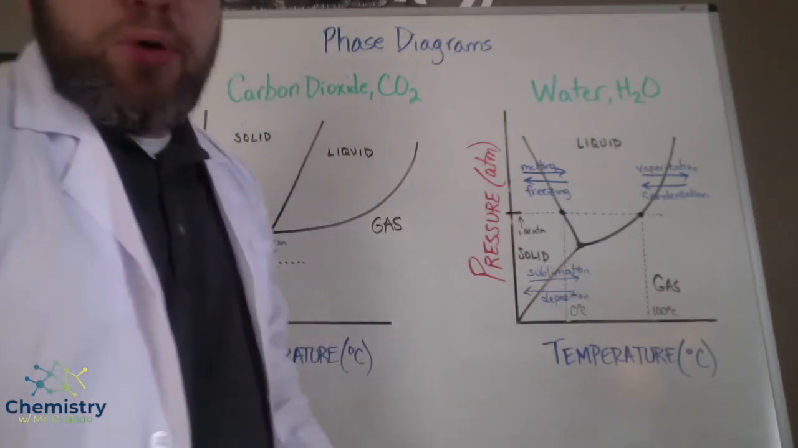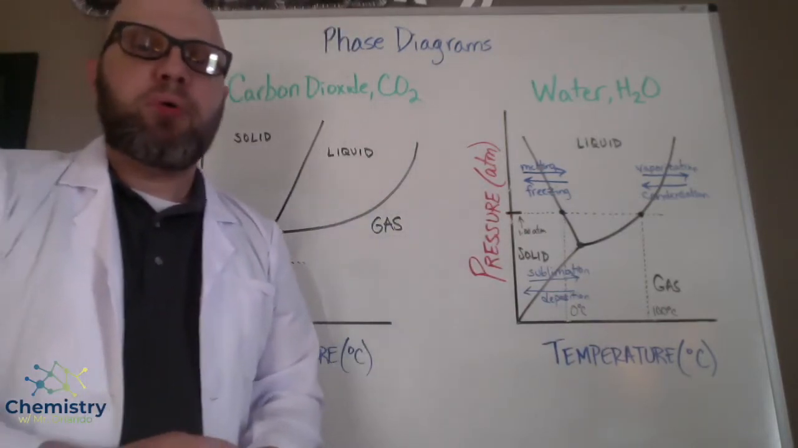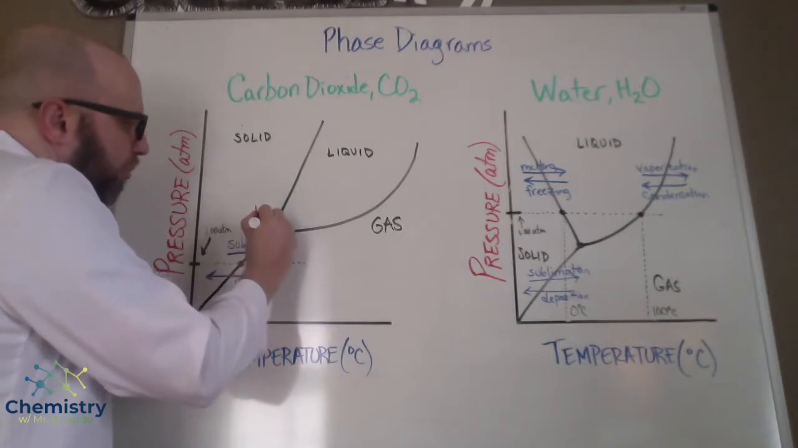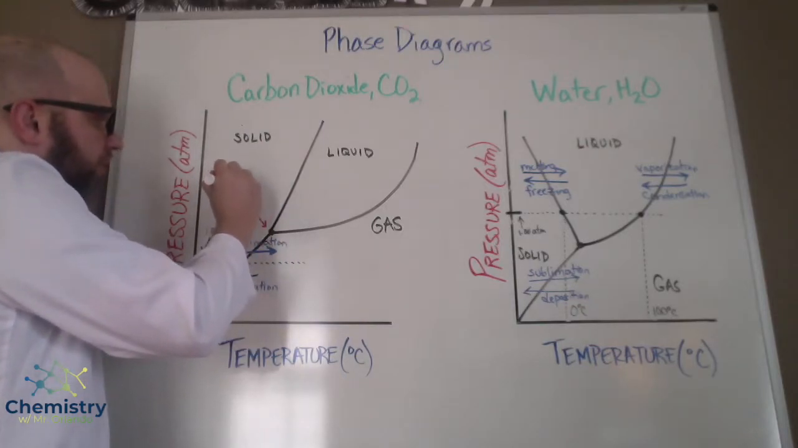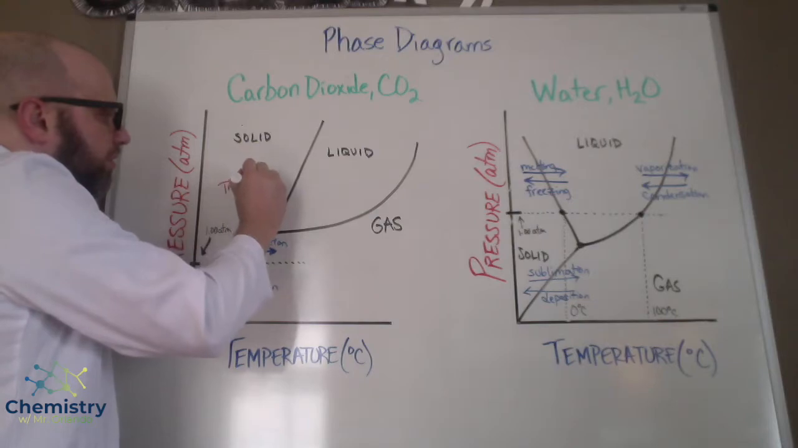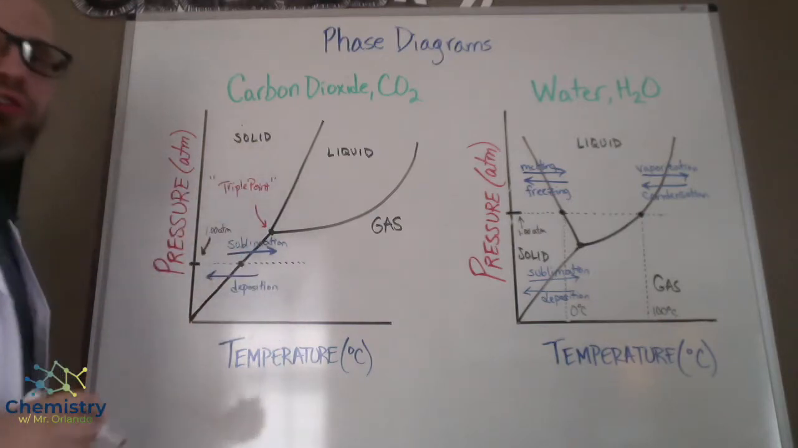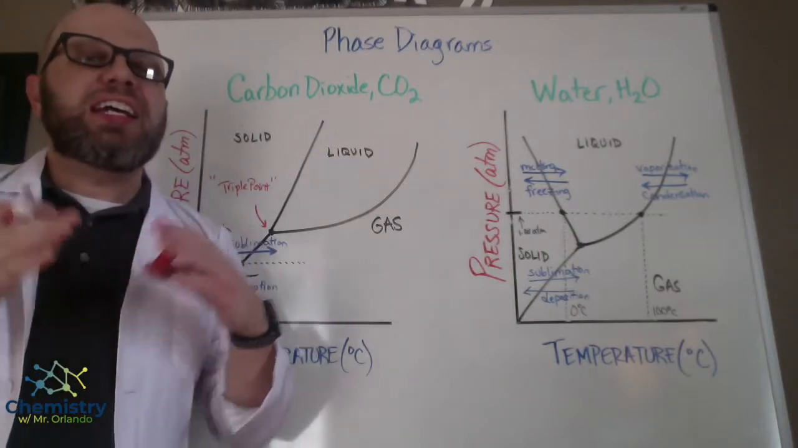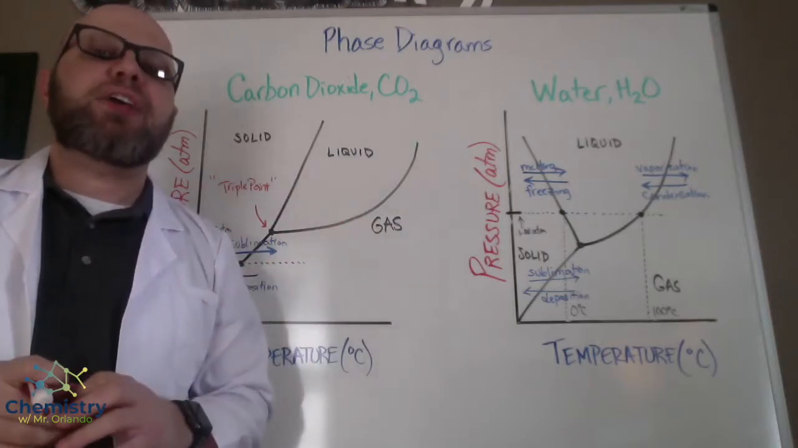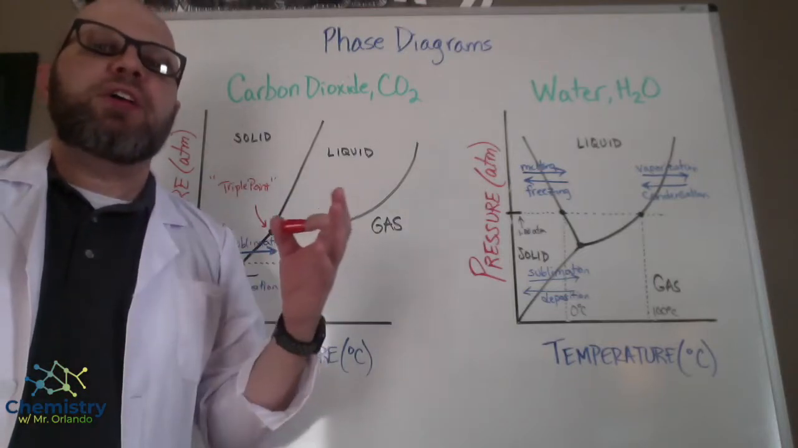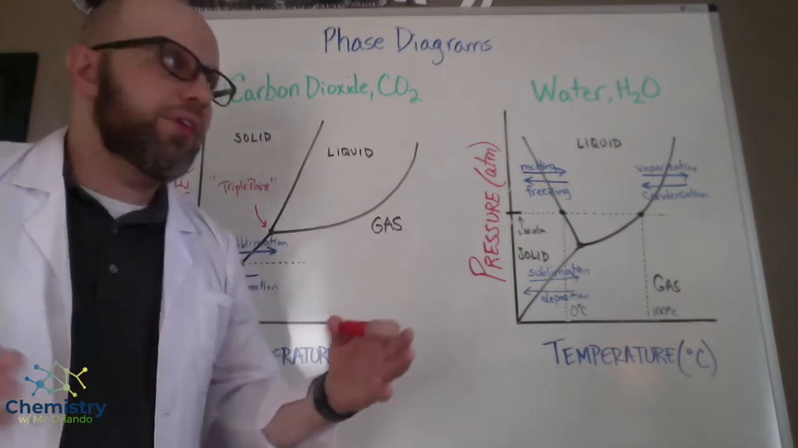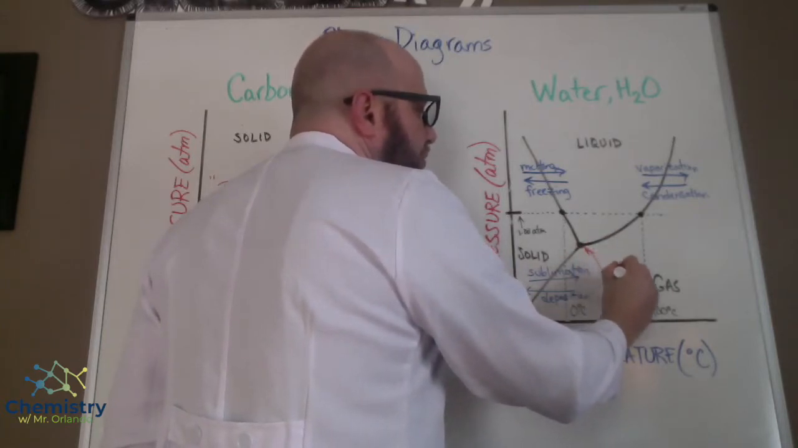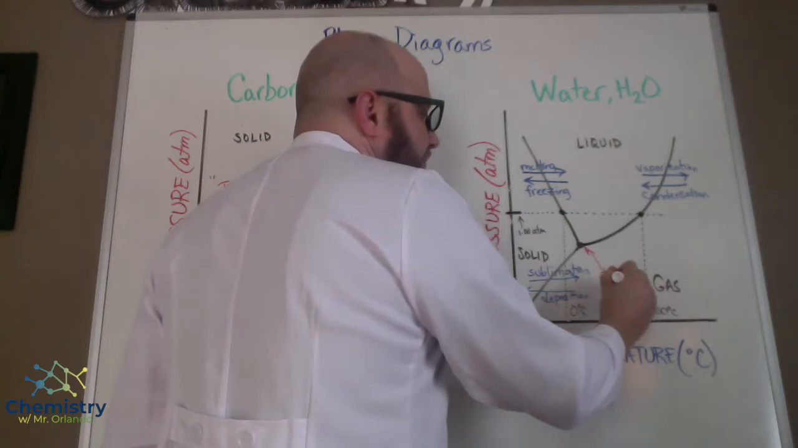Now, I'm going to move on and talk about a couple of other important points on the graph, and the first is going to be right here. This point is called the triple point. So the triple point is the only place on the graph where you have a temperature and a pressure where all 3 phases of matter could coexist. So you could have solid, liquid, and gas all coexisting. Same thing on this graph for water. You have a triple point here where all 3 phases could coexist.